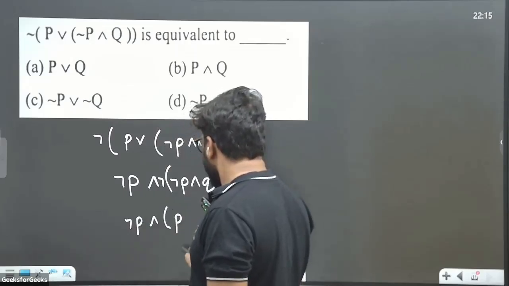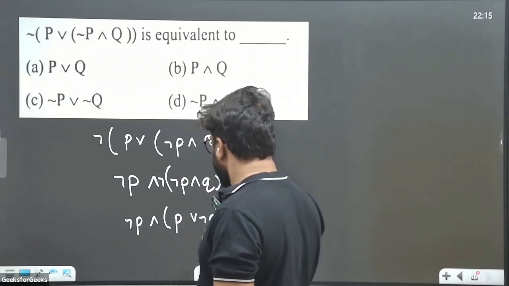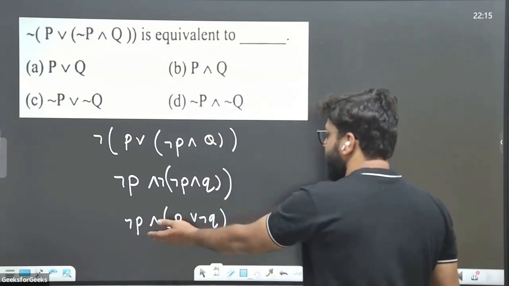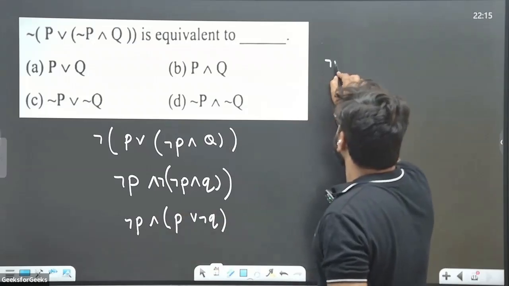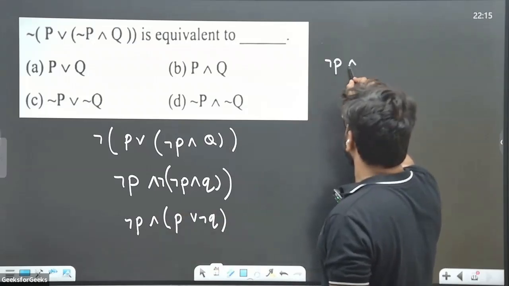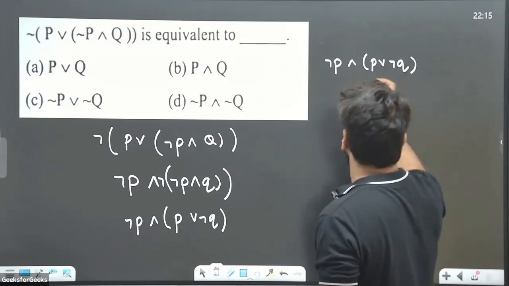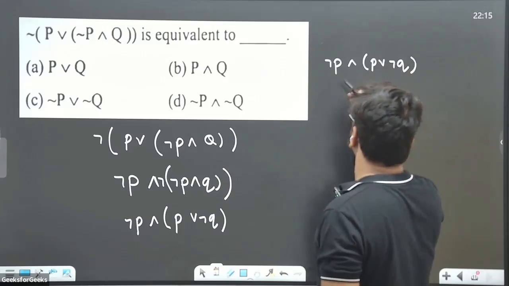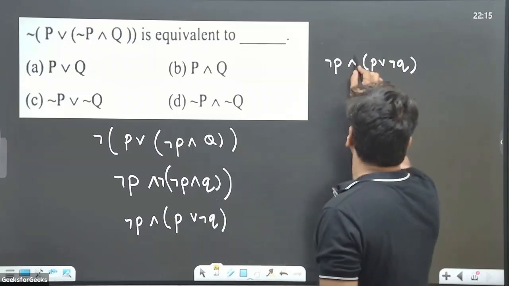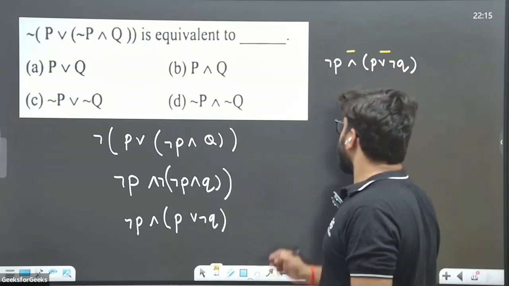It will become P or negation of Q. Now, as you can see, this is negation of P, and then this will become P or negation of Q. Now take this. The operators are different. If the operators are different, we have to use the distributive law.